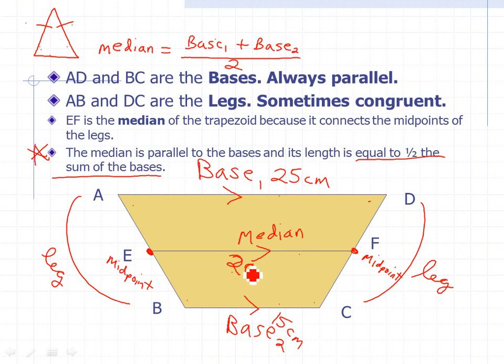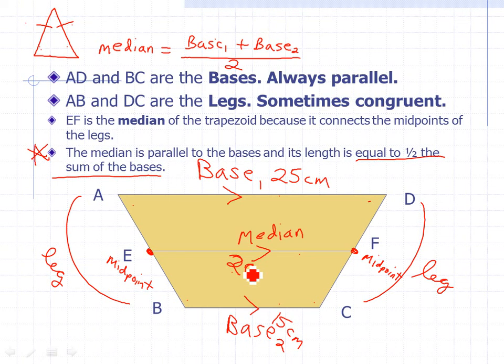All right? What should always be true about the median in relationship to the two bases? It should be parallel. That's true, but what about the length of it? Should be in between them, shouldn't it? Yeah. So if one of these is 15, one's 25, the median has got to be somewhere in between 15 and 25. So if you came up with the median being 70, you know something's wrong.